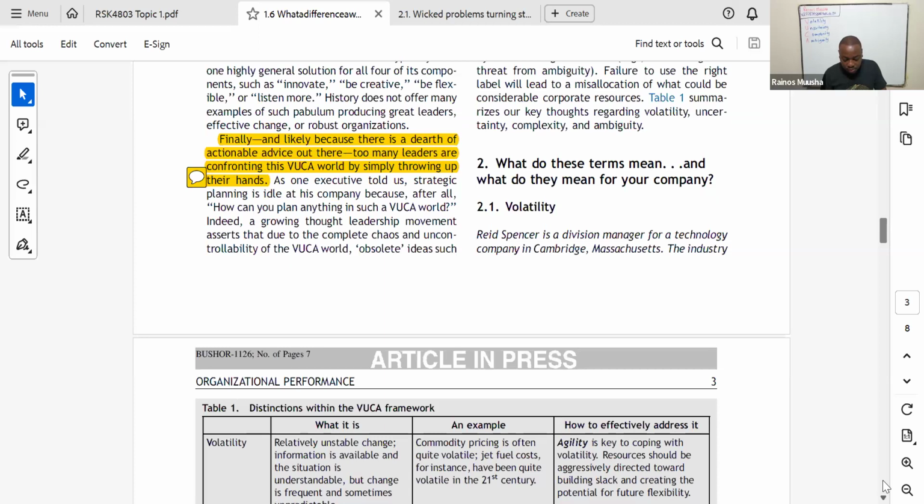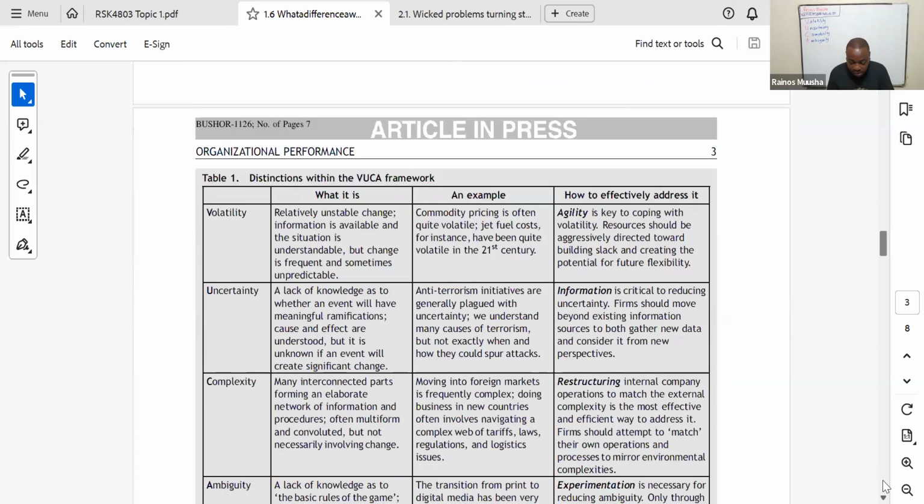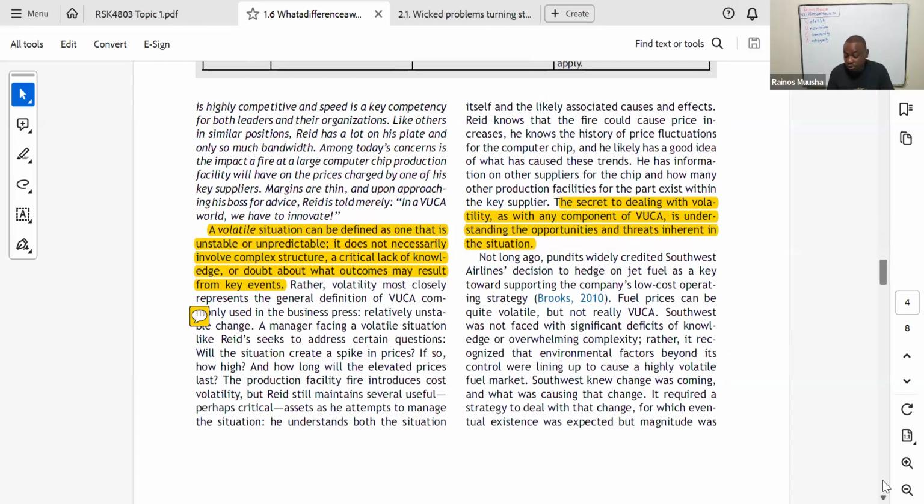On section 2, we look at what these terms mean and what they mean for your company. The first acronym that we're going to be looking at is a situation that is deemed to be having volatility. So we'll come back to this particular table after we go through these different situations.